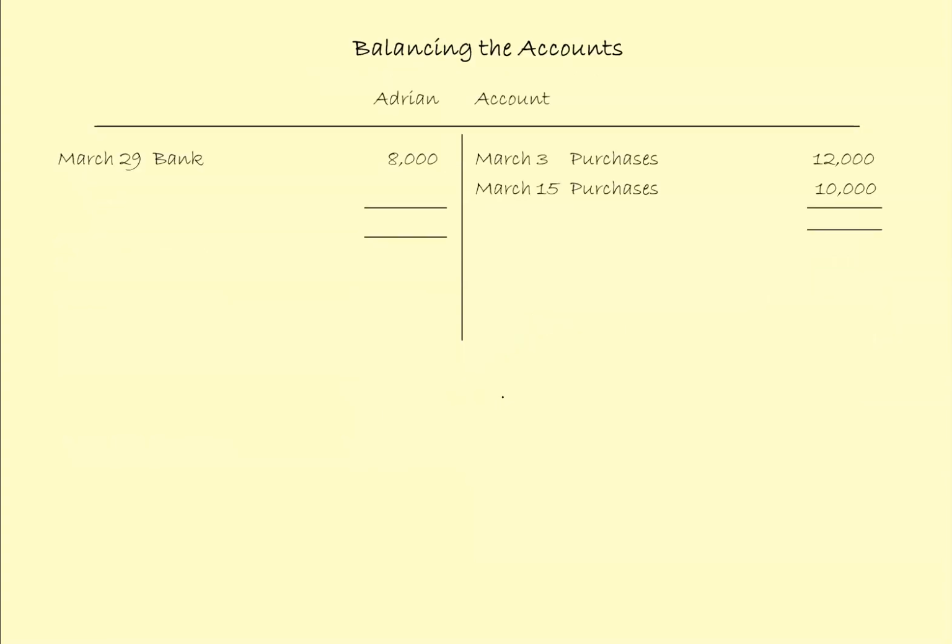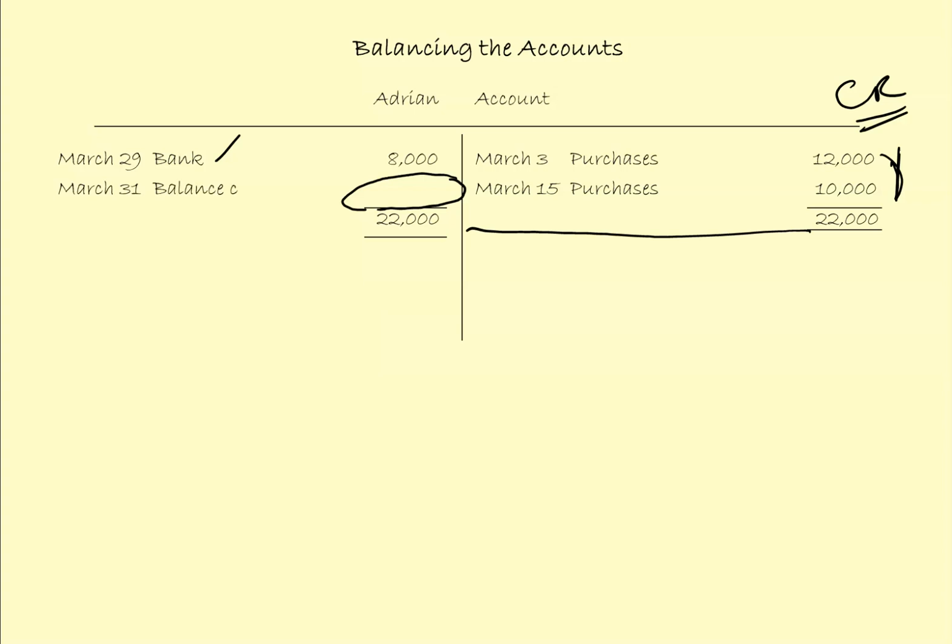Adrian's account. Now, Adrian is a creditor. We buy goods on credit from Adrian. We owed Adrian 22,000. Now, we paid him just at the end of the month 8,000. So how much do we owe him now? Well, the balance here comes to 22,000. So I have that there and there. So what I need is the balancing figure, or the difference. What is the difference between 8,000 and 22,000? Well, the difference is 14,000. So the balance carried down is 14,000.